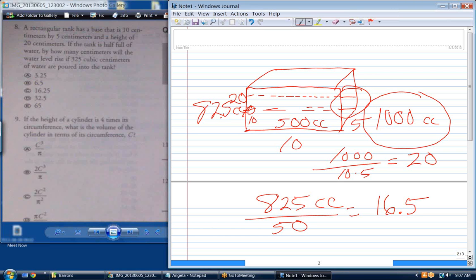And you know what? That's not one of the answer choices, 16.5. Well, that's because they ask how many centimeters will it rise. So if it's going to go to 16 and a half and it started at 10, it's going to go up by 6.5.